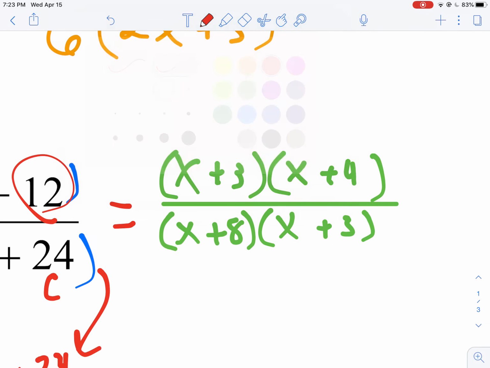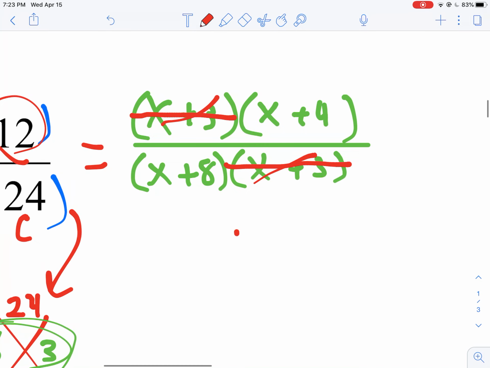When you get here, if I have any matching binomials, which you should, you cross them off. Do I have any matching binomials? Yes, I do. Match, match. x plus 3 on top and bottom. You can only cross off if they're top and bottom. If they're on the same line, you cannot cross them off. They have to be top to bottom. So x plus 3 and x plus 3 cancel. I'm left with an x plus 4 on top, x plus 8 on bottom.